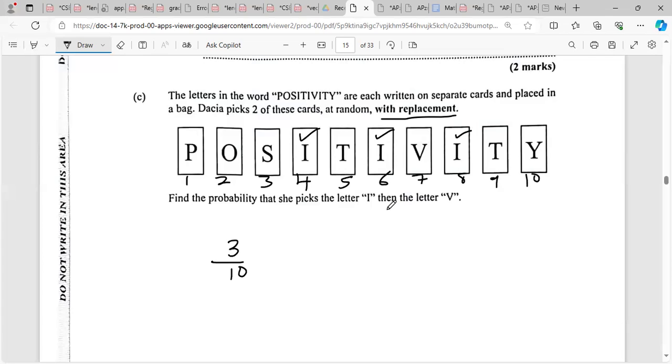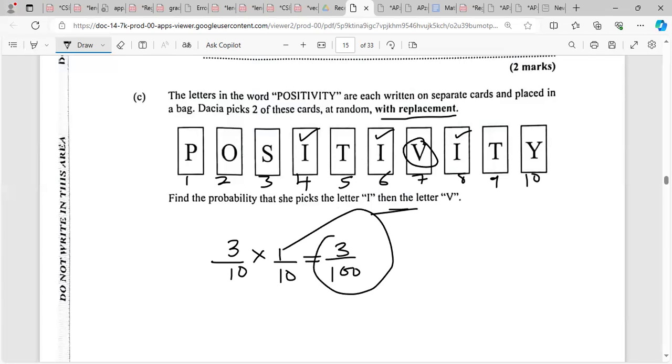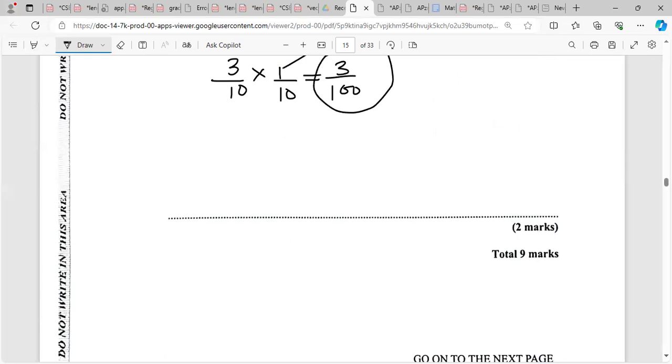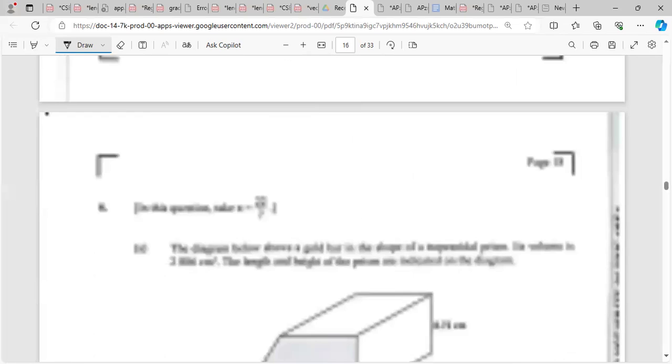So what's the probability of picking B? Only one B. But it says then, so that'll be 1 times that. Let me just find the probability of I. So it's 3 over 10. Then 3 over 100 for both. 2 marks for that.